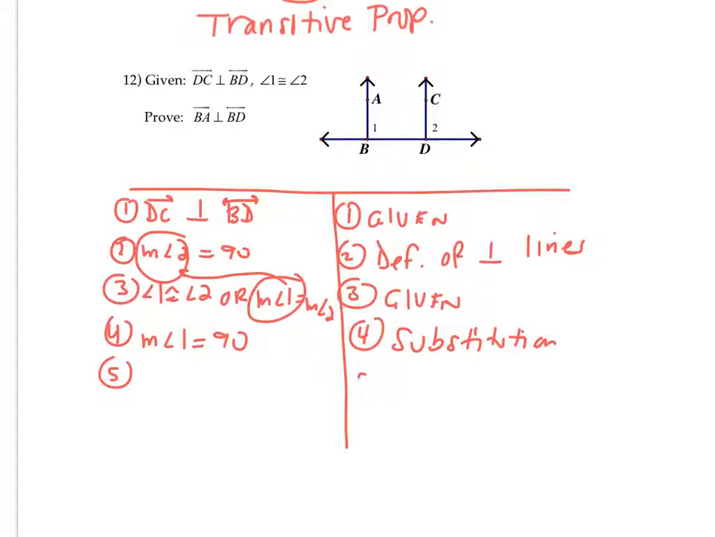Number 5, make our final statement. All right, we just proved that we were given that angle 2 was congruent to angle 1. Because DC is perpendicular to BD, we know that that's 90 degrees. We proved that 1 and 2 are congruent and both equal to 90 degrees, and we can finally say that ray BA is perpendicular to line BD. It's not one of our longer theorems, it's actually just the definition of perpendicular lines.